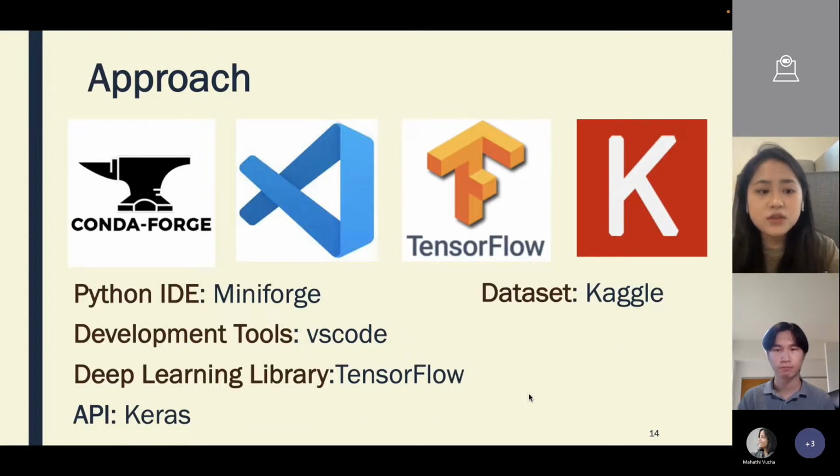About the approach: the Python environment I have used is Miniforge, which is the best way for MacBook users to replace Anaconda. Because in my project, if you use a Python version newer than 3.8, it becomes very unstable. The development tool I used is VS Code. The deep learning library is TensorFlow and the API is Keras. The dataset I use comes from Kaggle.